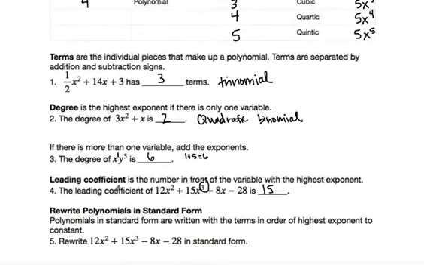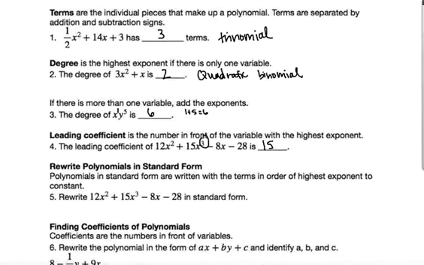15. So a coefficient is a number that is out in front, and the leading coefficient is the number out in front of the variable with the highest exponent. So our variable with the highest exponent is the x to the 3rd term. There's a 15 in front of that. 15 is our leading coefficient.